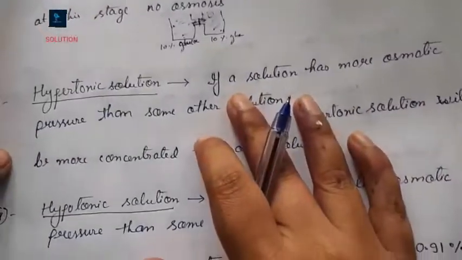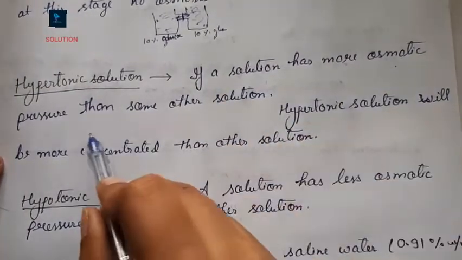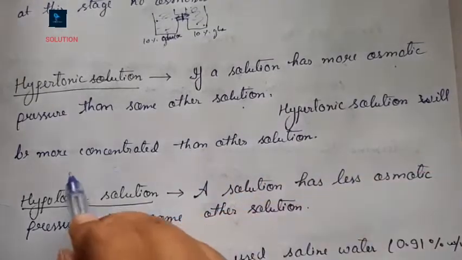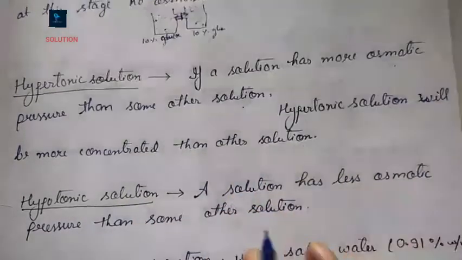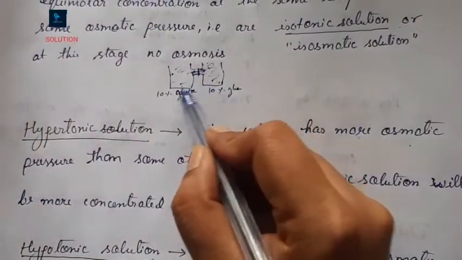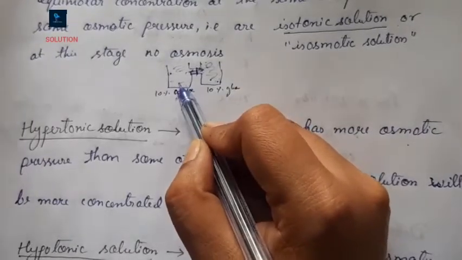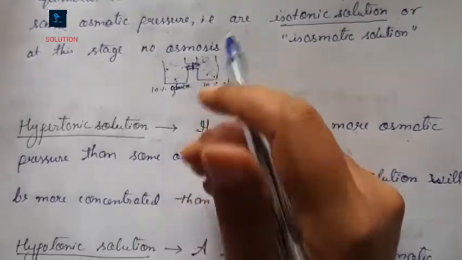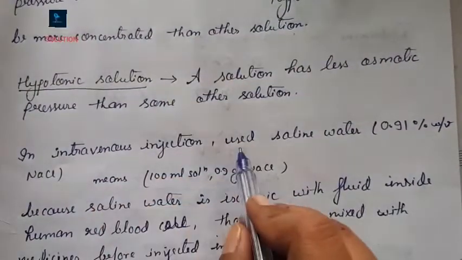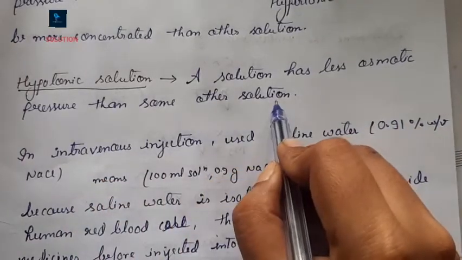And next is the hypertonic solutions. If a solution has more osmotic pressure than some other solution, it is hypertonic, with a higher concentration than the other solution. If in these two solutions we increase the concentration of one, this is called hypertonic. In a hypotonic solution, a solution has less osmotic pressure than some other solution.